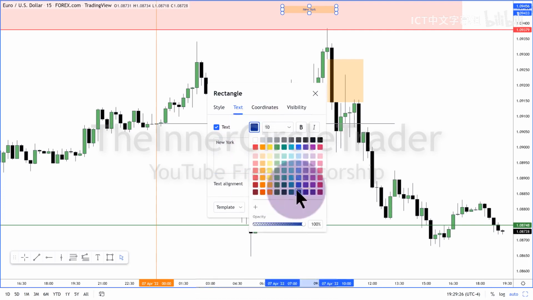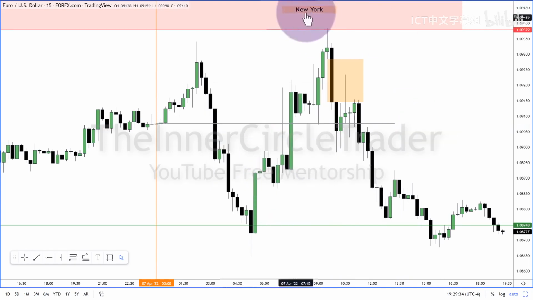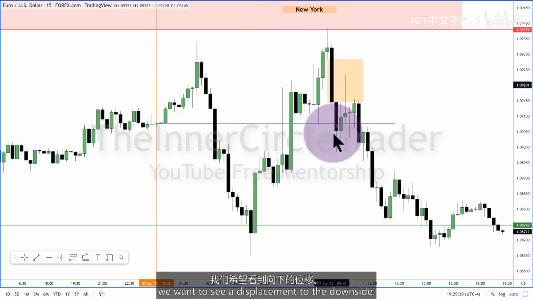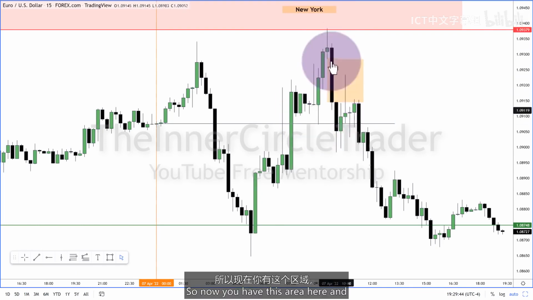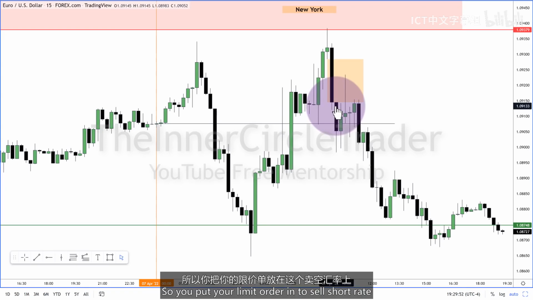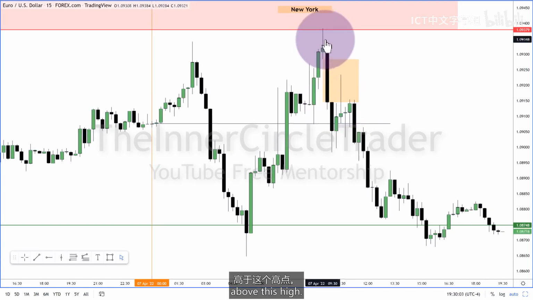Inside center, and we'll make it black. And there you go. So the New York kill zone, it runs up into that, runs the highs, and we want to see a displacement to the downside. We get it right there. So now you have this area here, and then you would put your order in right there. What time is that? It's 10 o'clock. So you put your limit order in to sell short right at that price, or plus 1 pip. And your risk is going to be above this high.